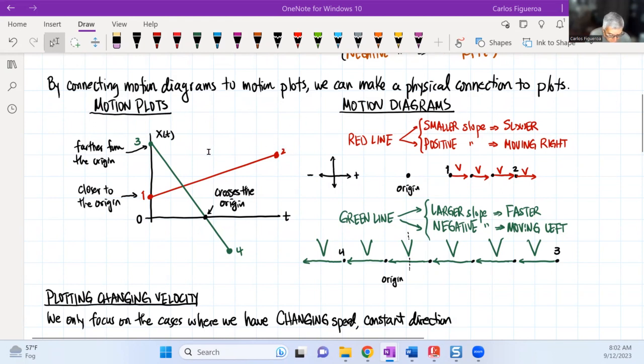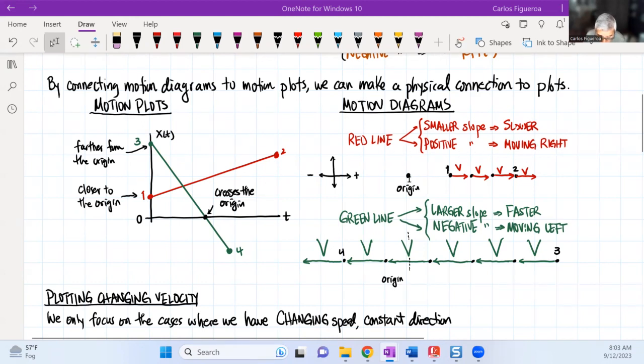What we're seeing here is that I have two lines, a red line and a green line. One of the things I see about the red line is that it's not as steep, but it's sloping in the positive direction. On the other hand, the green line has a very steep slope, but it's in the negative direction. If I now connect that with the motion diagram, I look at my red line and see that I have a smaller slope, so it has to be moving slower. The fact that it has a positive slope means it must be moving to the right.